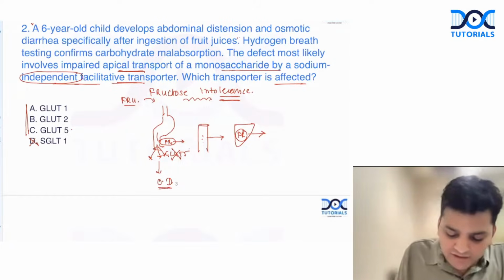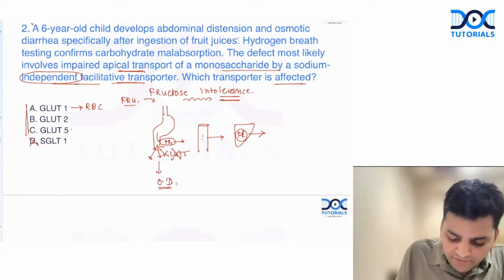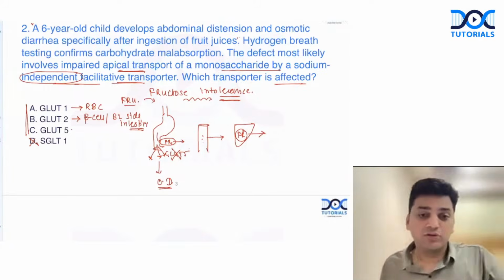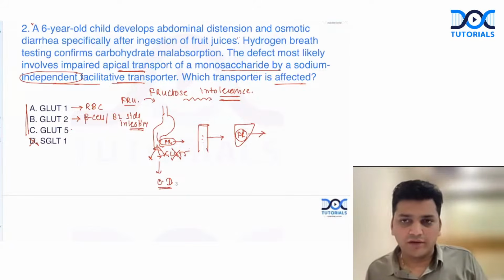If you see the other ones, GLUT1 is found in the RBC. GLUT2 is found in the beta cells of the pancreas, as well as in the basolateral side of the intestine. And this is for the glucose transporter, not for fructose transport. For fructose transport in the intestine, we have GLUT5.